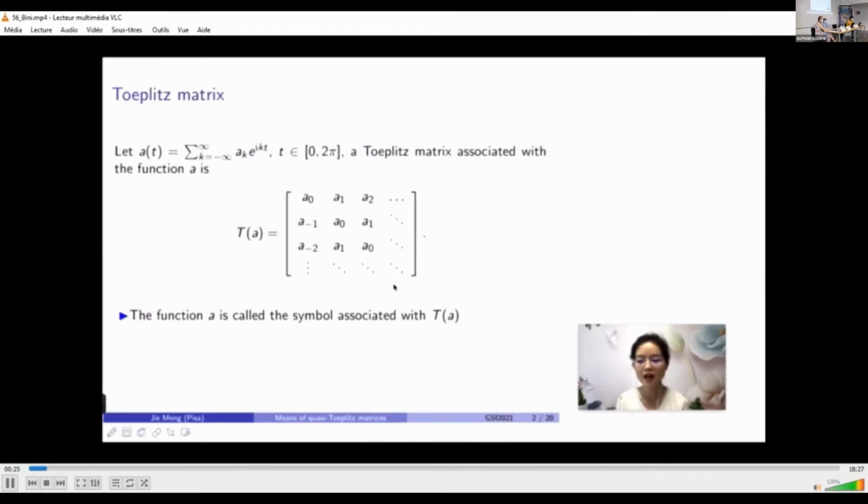Okay, first I would like to introduce the Toeplitz matrix and quasi-Toeplitz matrix. Given a function a(t), suppose a(t) has this Fourier series, where t is in the set [0, 2π]. Then a Toeplitz matrix associated with this function a is defined in this way. And we call the function a the symbol associated with this Toeplitz matrix.